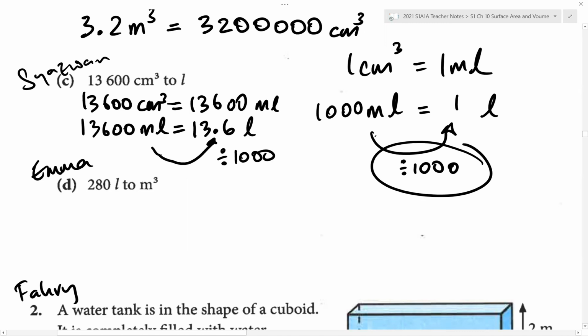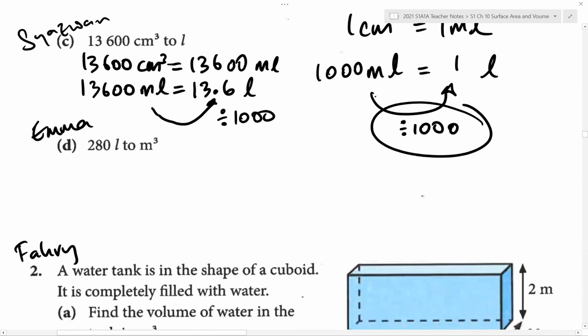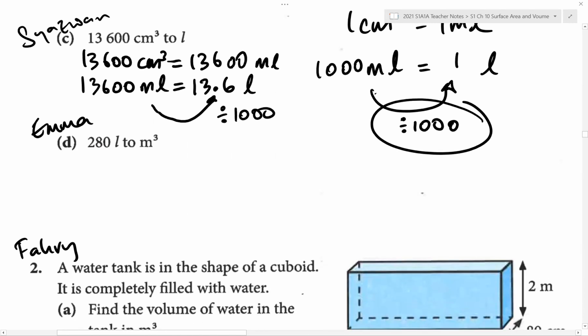You need help? No need. Okay, come. That was the answer. I cannot hear you. 280 divide by 1000 to get 0.28. Okay, what units do we have over here?